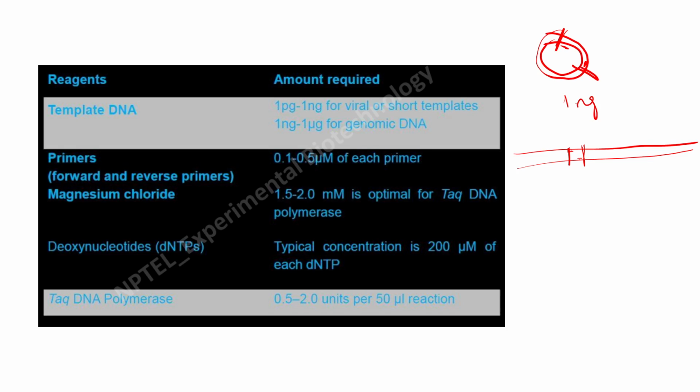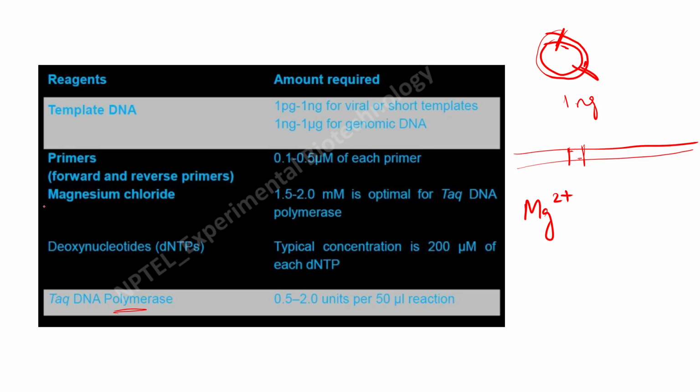Then comes magnesium chloride. Why do we add magnesium chloride? As you know, the polymerization reaction is going to happen by using a DNA polymerase. Generally for PCR reactions we use a thermostable DNA polymerase, that is Taq DNA polymerase. This Taq DNA polymerase, or any DNA polymerase in general, needs a cofactor, that is the Mg2+ ion. So these are basically metalloenzymes, and Mg2+ ions are required by the enzyme.